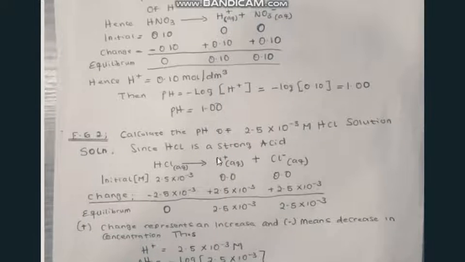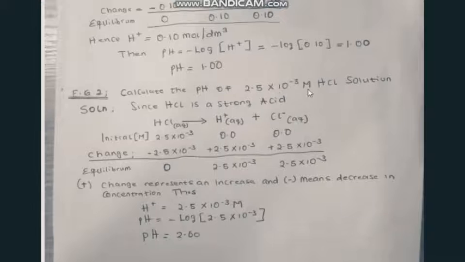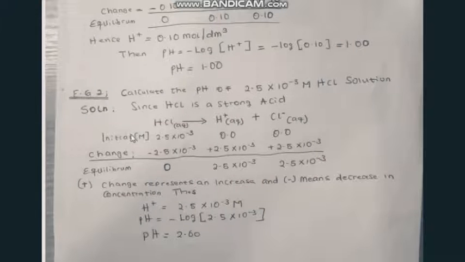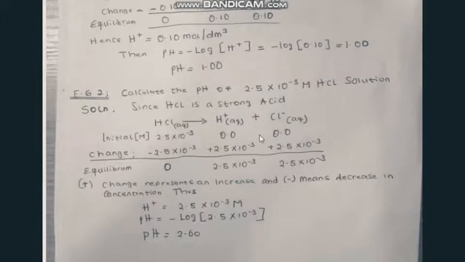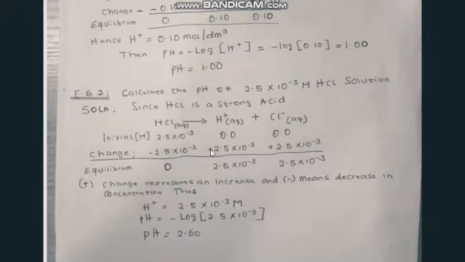All right, so to calculate the pH of 2.5 times 10 to the power minus 3 molar HCl solution, of course, since hydrochloric acid is a strong acid, we have the same issue there. The initial concentration is 2.5 times 10 to the power minus 3, and the products are also 0 because they have not yet been produced. So the change comes about having a negative value here and a positive value.